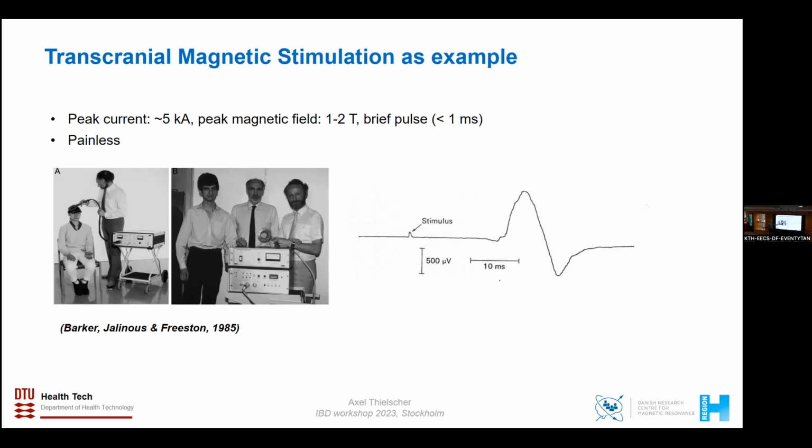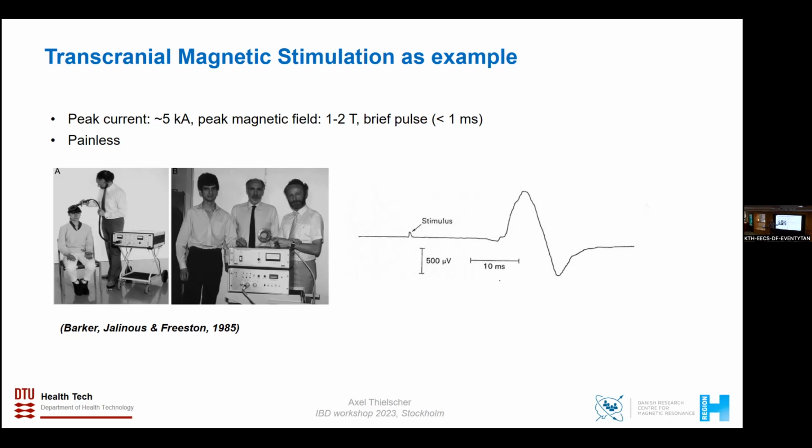And this was first shown by these gentlemen here in '85, who built the very first TMS machine with this so-called round coil. And as you see, you need relatively strong currents to create a magnetic field that is then also strong enough to really cause action potentials. A static magnetic field, by the way, doesn't do that, right? So that's why scanners are safe. You can go in and it's fine.